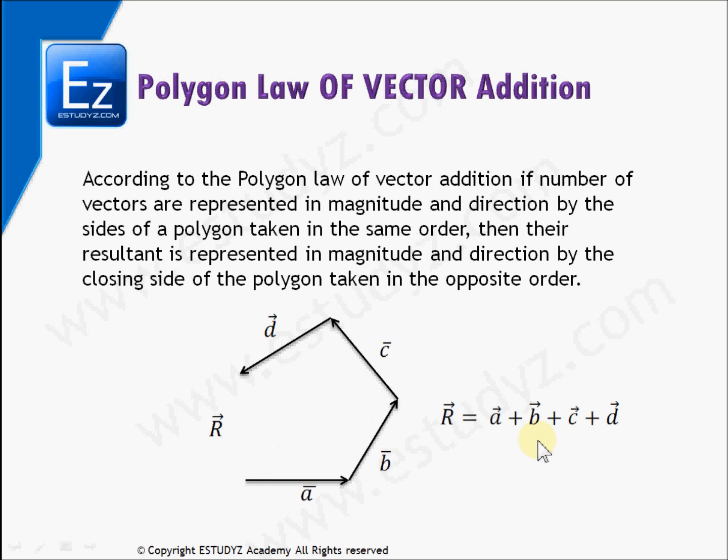The polygon law of vector addition states that if a number of vectors represented both in magnitude and direction by the sides of a polygon taken in the same order, then their resultant is represented in magnitude and direction by the closing side of the polygon taken in the opposite order. We can see that here we have a polygon whose sides are represented by A, B, C and D vectors. The last side, if we close it in the opposite order, is the R vector, which is the summation of all these four vectors. So R vector is basically equal to A vector plus B vector plus C vector plus D vector.